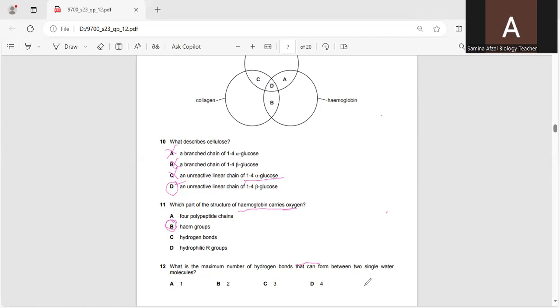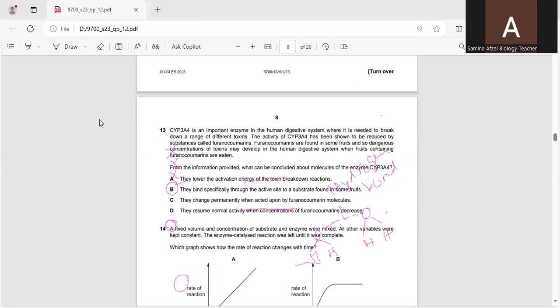What is the maximum number of hydrogen bonds that can form between two single water molecules? Hydrogen, hydrogen, and the other hydrogen bond. So according to this, only one hydrogen bond will be present between two water molecules. So A is the correct option. Question number 13.